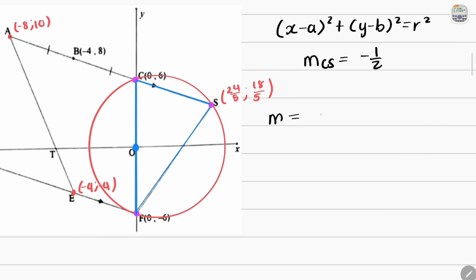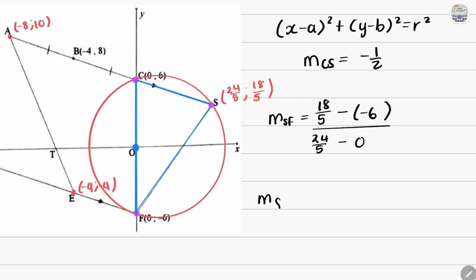We already have it. So y2 minus y1, I'll start with the top minus the bottom. You can go bottom minus top. It's still fine as long as you do the same thing with the x values, okay? You can't say this minus this and then this one minus that, no. So trying to find the gradient of line SF, this is equal to 18/5 minus, that's a -6, so minus -6 all over 24/5 minus 0.